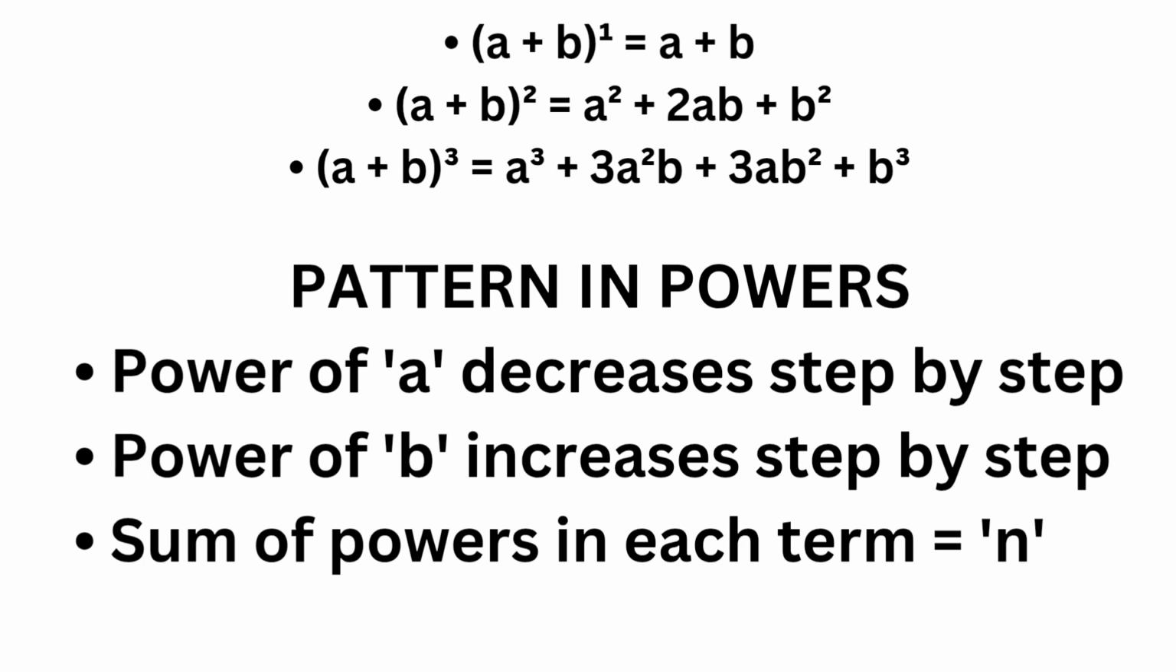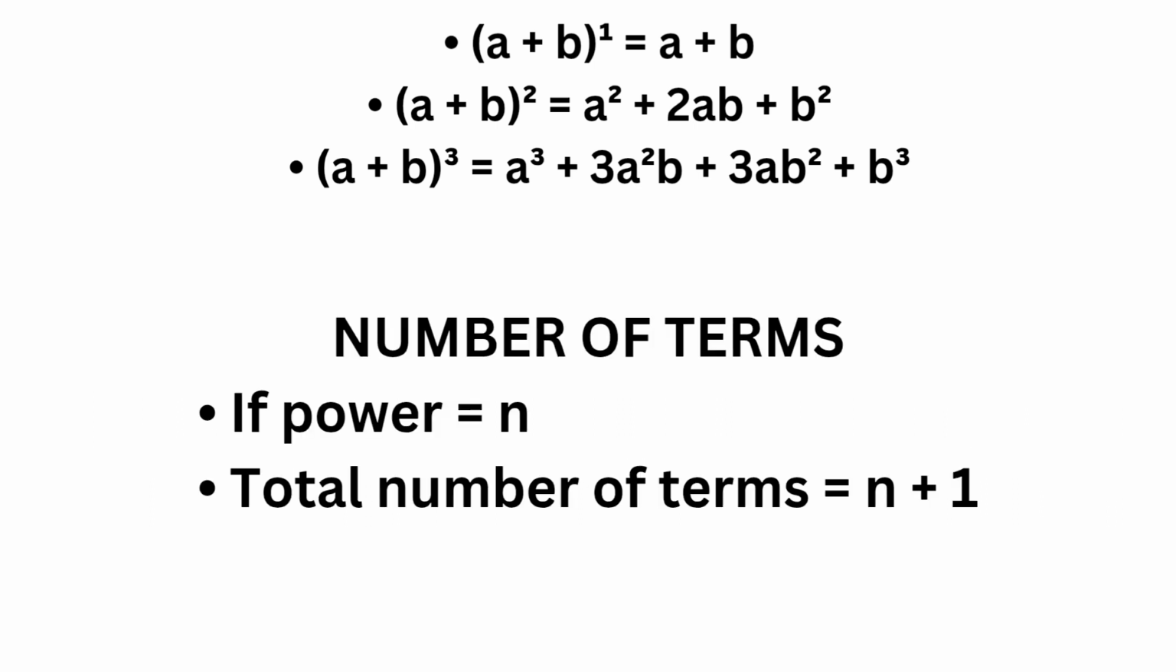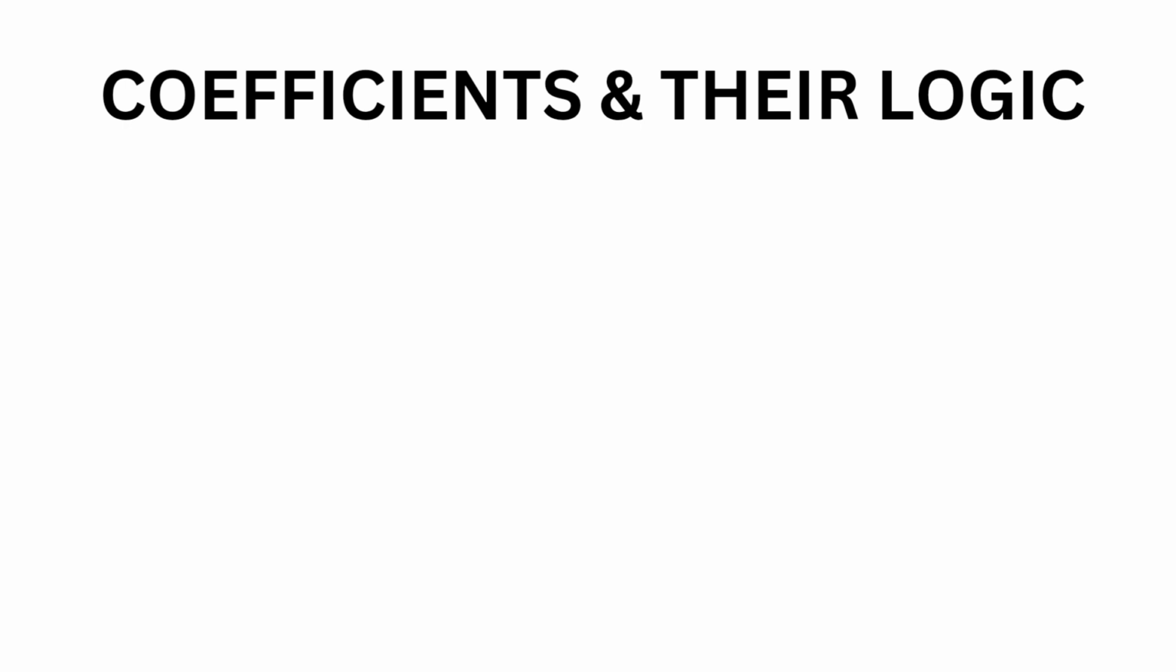In every term, the power of a decreases, the power of b increases, but the sum of their powers always remains equal to n. This is a fixed rule in binomial expansion. If a binomial is raised to power n, its expansion will always have n plus 1 terms. This helps in checking answers. Now let us clearly understand the coefficients.